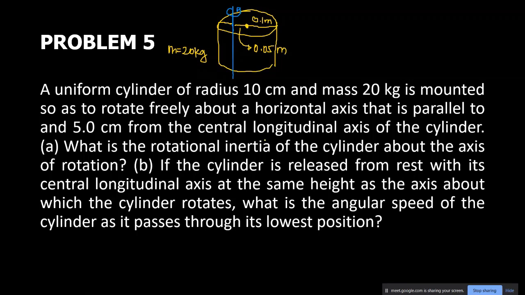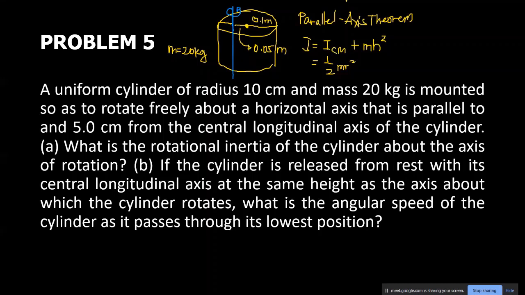So we will use the parallel axis theorem. So the parallel axis theorem states that I is equal to the moment of inertia of the center of mass plus the mass times the height squared, or the distance from the center of mass. And the moment of inertia at the center of mass is just 1/2 mr squared, since ito ay cylinder, or you call this a solid disk or uniform cylinder. It is also referred to as solid disk.